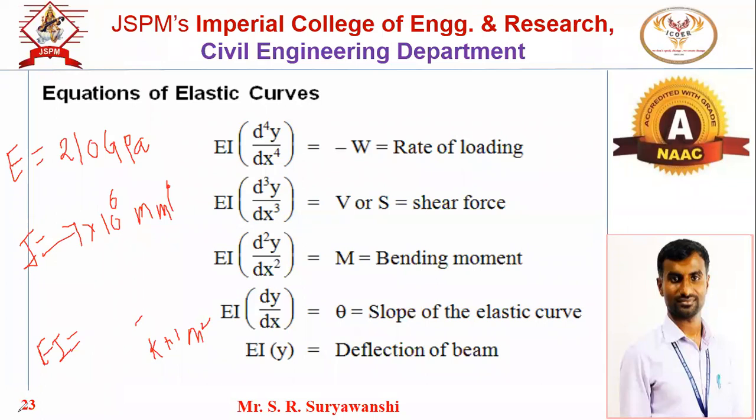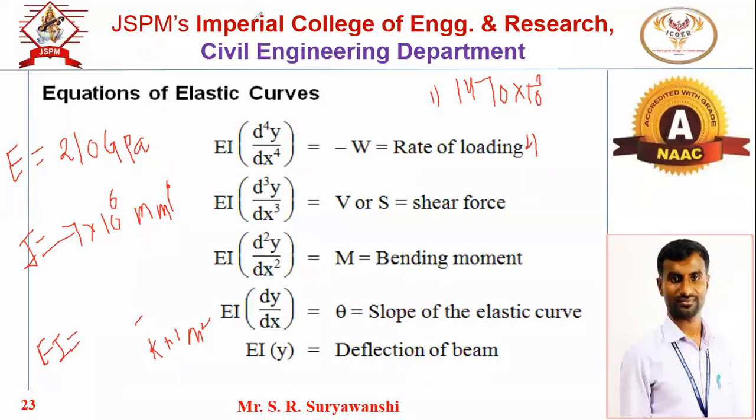If E is 210 GPa... 1470 into 10 to the power 3. 1470 into 10 to the power 3. Okay, first answer is 1470 into 10 to the power 3. Anyone else? This is the first. 1470 kilonewton meter square. Very good. 1470 kilonewton into meter square.